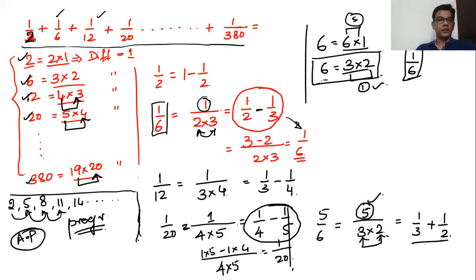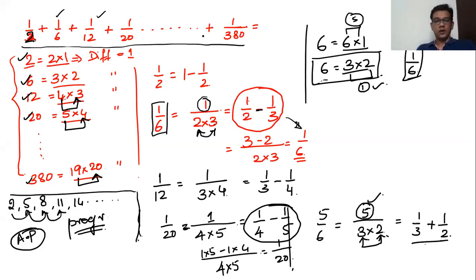Now I look at 12. 1 into 12 is also 12, 2 into 6 is also 12, 3 into 4 is also 12. But since I am looking at a numerator 1, I have to have two values whose difference is 1. So 4 into 3 is what I will take. Okay, so now I have taken this.